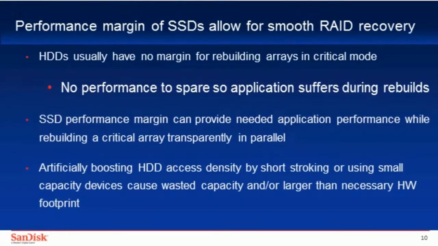So performance margin of the SSD can allow for a really smooth RAID recovery. So let's think about this. How can access density come into play outside of the application? One of the mistakes that we can make very easily is to say, well, I need, let's say, 50,000 IOs. 50,000 IOs sounds fine. I've got a device that's good for 45,000. I'm covered. And you build your solution around that 45,000 IOs, and what happens?